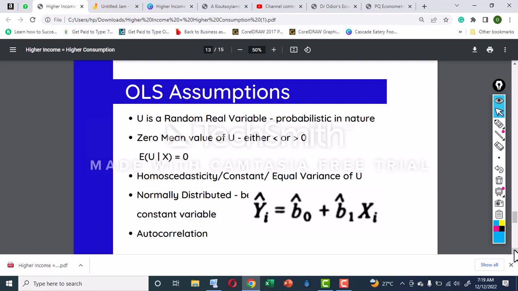So because of time, I will just go into what they actually mean. So mu is a random real variable, trying to say that mu is probabilistic in nature. It has a probability feature. Now the second one, the zero mean value of mu, trying to say that mu has a mean value of 0.